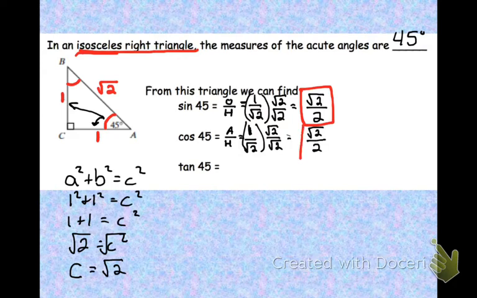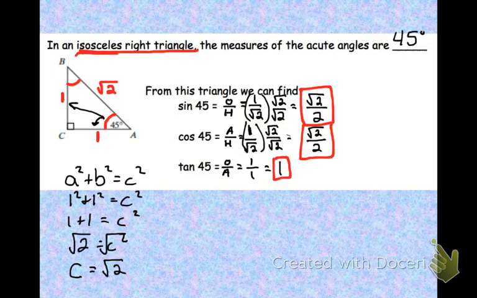And if you think about the complement stuff we were talking about in the last section, you should know that 45 and 45 are complements here. So the sine and cosine of them should be equal. And for tangent, tangent is going to be opposite over adjacent. Well, the opposite is 1. The adjacent is 1, so we just have an answer of 1. The tangent of 45 degrees is 1.